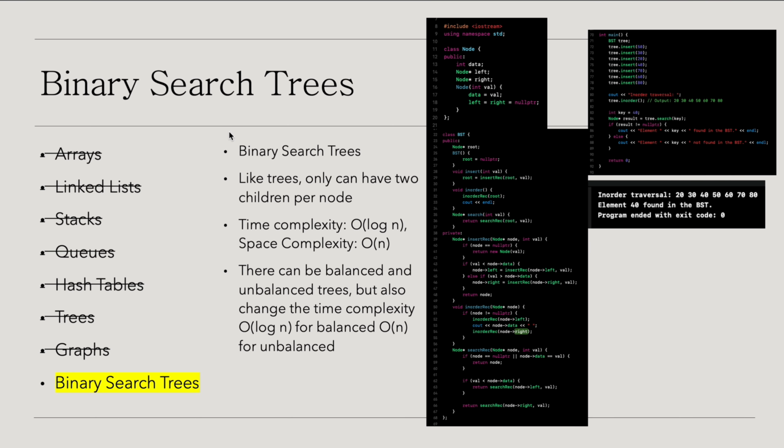And now going over binary search trees. Binary search trees overall are a type of data structure very similar to graphs and trees like we have discussed, except the difference is that they typically have two directions, since binary. Specifically, like trees, binary search trees can only have two children per node. Their time complexity is O(log n), along with their space complexity being O(n), keeping it very efficient when it comes to time and space complexity overall.